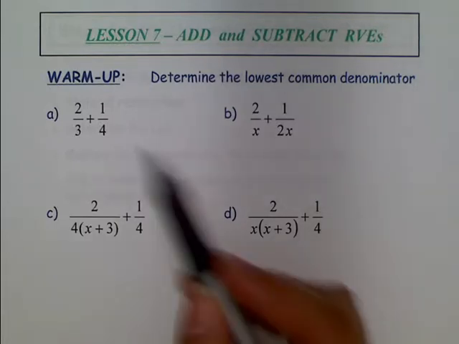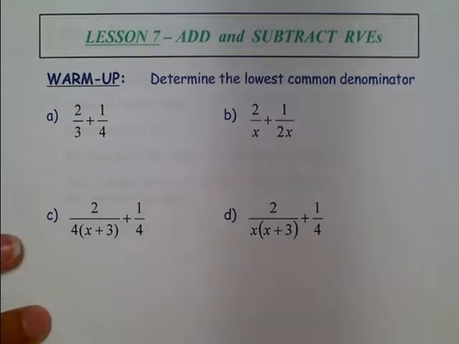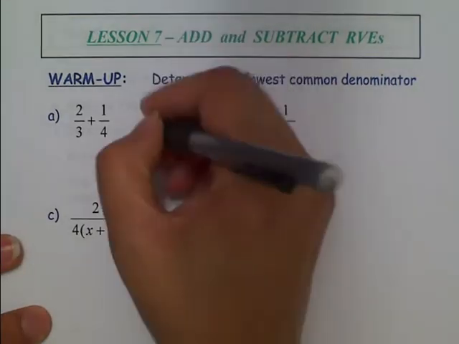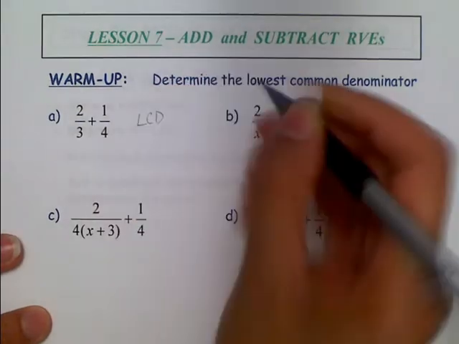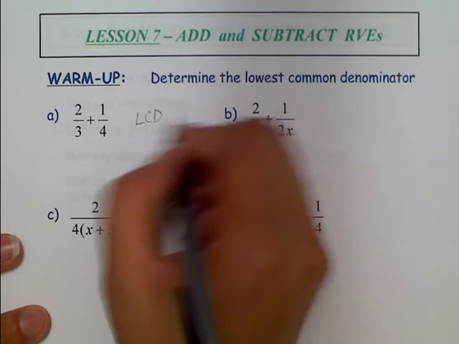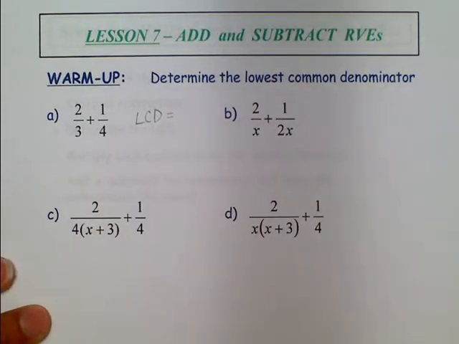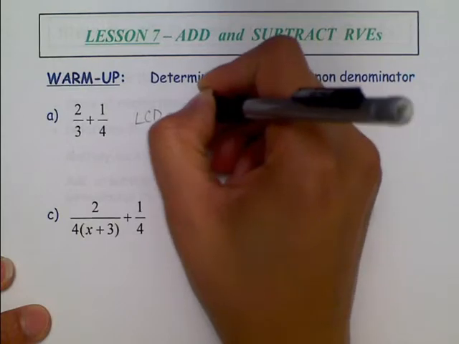So for the first example, we have a denominator of 3 and a denominator of 4. And we know that the lowest common denominator in this case would be any number that is divisible by 3 and 4. And ideally, we want the smallest number that's divisible by 3 and 4. And so in this case, the lowest common denominator would be equal to 12.